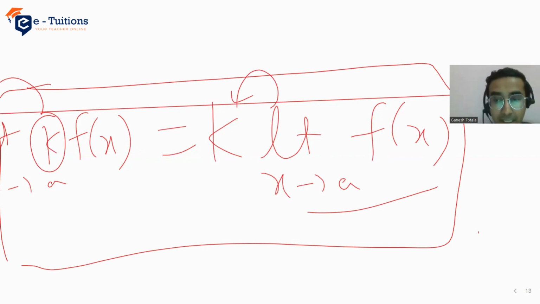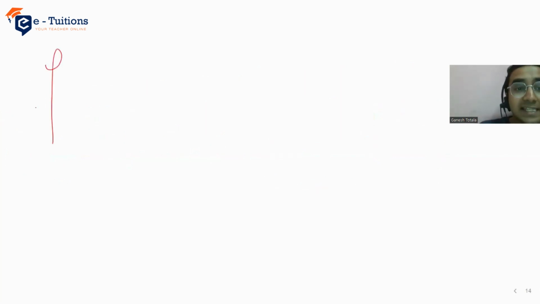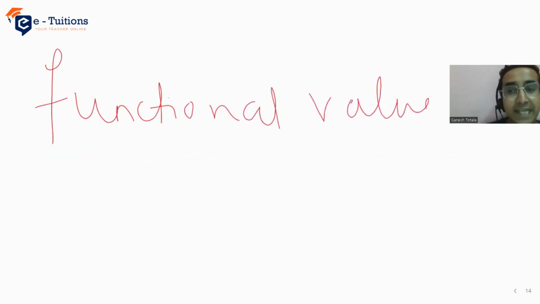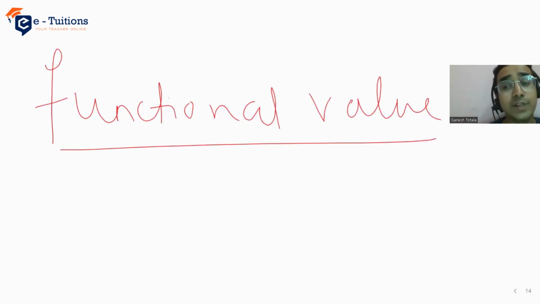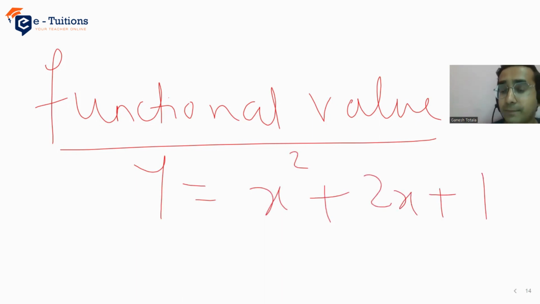Now let's see a new concept called the functional value. The name itself states that the functional value is the value of the function at a particular point. For example, if I have y is equal to x square plus 2x plus 1, obviously my y is a function in x. X is an independent variable, y is a dependent variable. So depending upon the value of x, my y value changes. So this is my given function. And now suppose I have to find out f of 2.